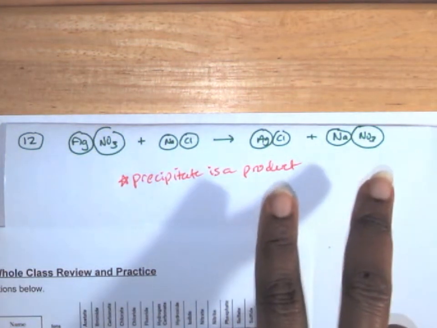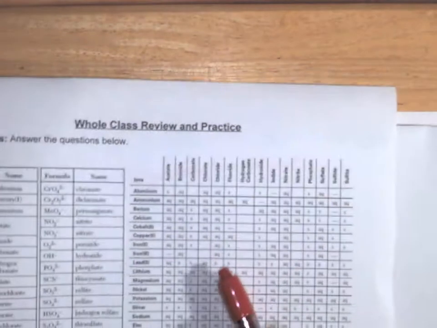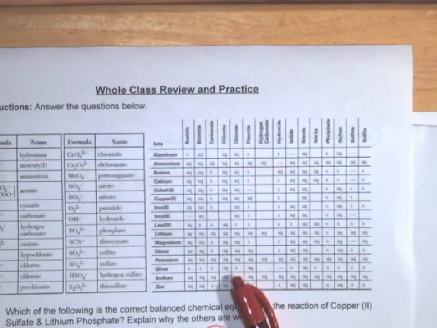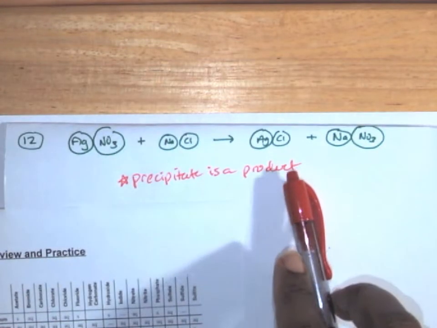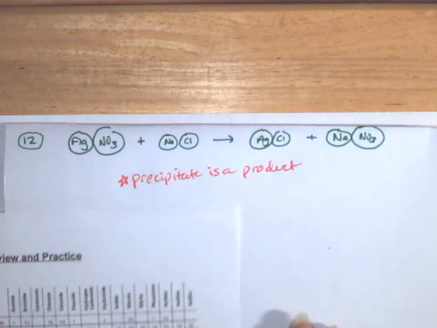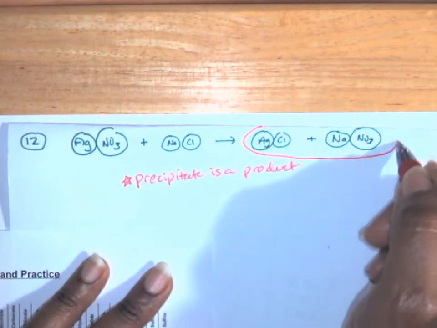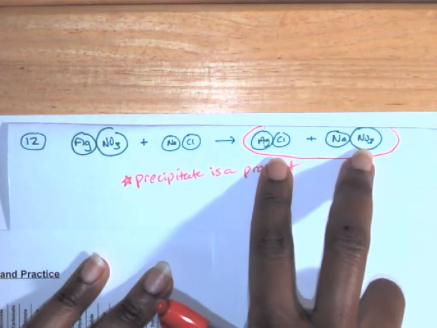Now to figure out which one of these is your precipitate, you're going to use this handy dandy chart right here, which is your solubility table. I'm not going to do it exactly for this reaction. I'm going to give you an example of how we can figure out which one is a precipitate. As I said, for question 12, you're going to focus on the product side, and figure out which one of these is a precipitate.